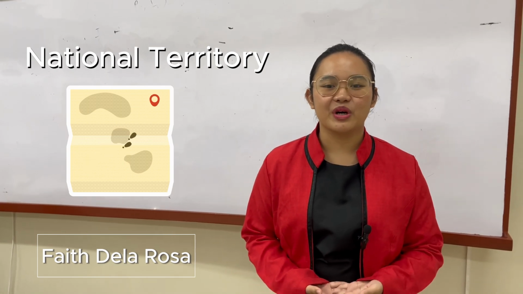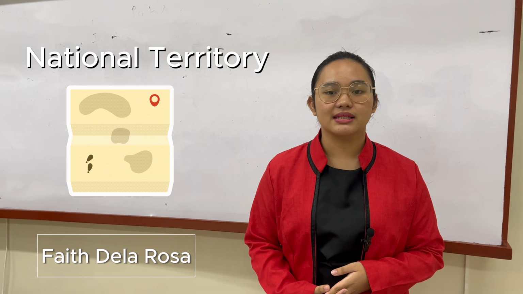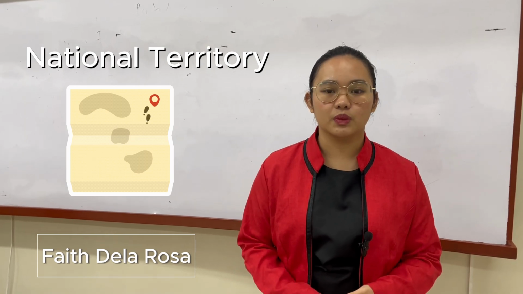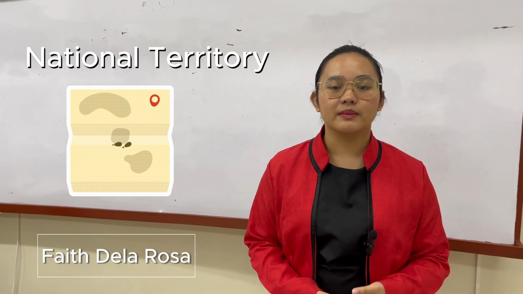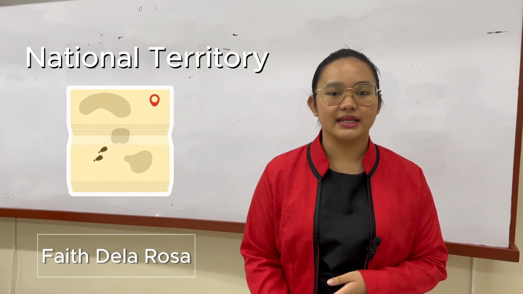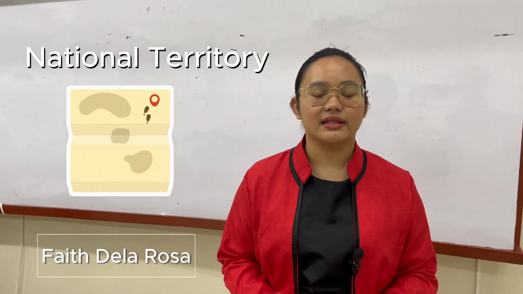Number 2, the maritime domain, which is the waters: internal waters, territorial sea, and the exclusive economic zone, or EEZ, extending 200 nautical miles from the coastline. Number 3 is the aerial domain, or airspace, the airspace above the land and waters.